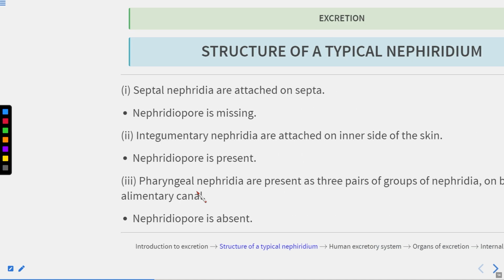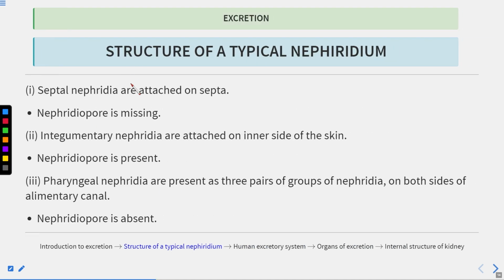The first one is the septal nephridia. Septal nephridia are attached on the septa, which is why they are known as septal nephridia. What is the characteristic feature of septal nephridia? Here the nephridiopore is missing.